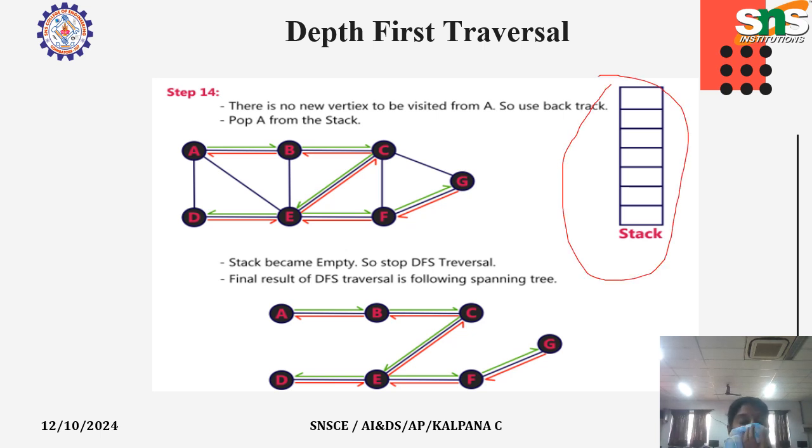Likewise, the nodes are getting inserted and deleted in this fashion to perform depth first traversal. From A, I have chosen only one adjacent vertex B, from B I have chosen C, C to E, E to D, then F, then G. So this is the depth first traversal of the final graph.